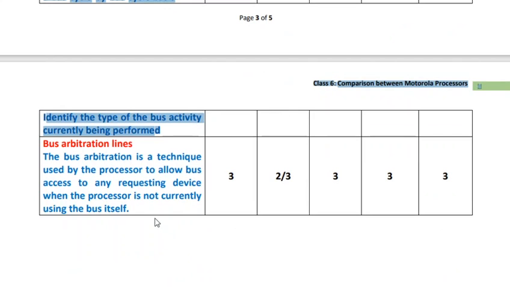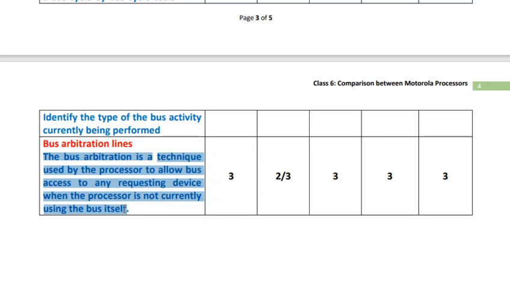Now next one is called bus arbitration lines. The bus arbitration technique is used by the processor in order to allow access to any requesting device when the processor is not currently using the bus itself. For example, DMA. So this is the purpose of the bus arbitration line. Bus arbitration is a technique used by the processor to allow access to the buses, when the processor is not actually using the bus itself, to any external requesting device. For example, we have DMA, that is direct memory access.